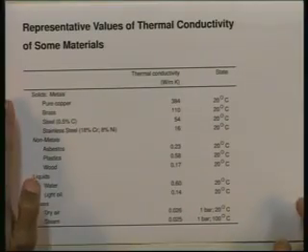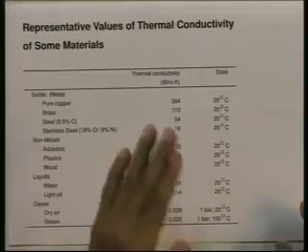Exact values for a given metal you can always get from a handbook. People have made extensive measurements of the thermal conductivities of all the metals, non-metals and materials that we use. So, there are whole handbooks on this to get exact values, but it is important to keep approximate values in mind for doing rough calculations.